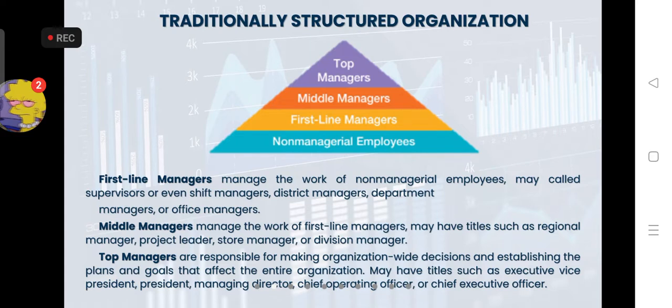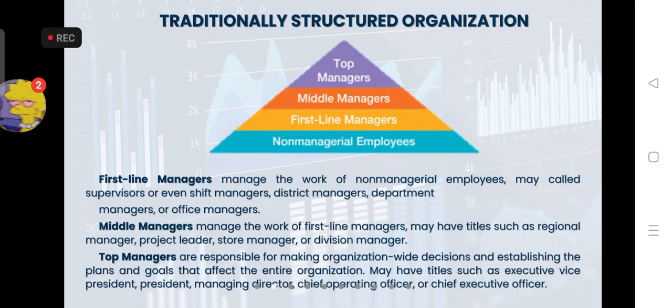And at the middle of the traditionally structured organization are the middle managers. They manage the work of first-line managers and may have titles such as regional manager, project leader, store manager, or division manager. In our chapter opening dilemma, Lisa is a middle manager. As the general manager, she is responsible for how her restaurant performs, but also is one of about 60 general managers company-wide who report to someone at corporate headquarters.